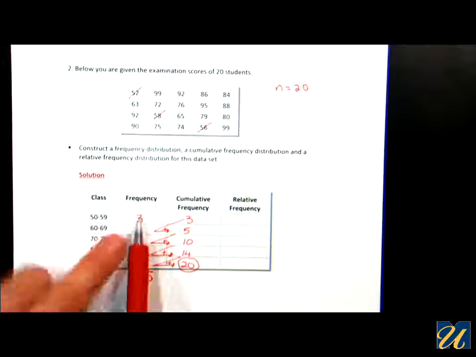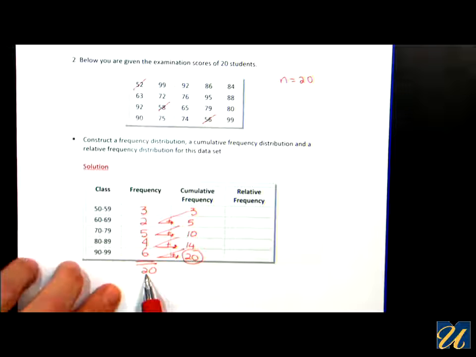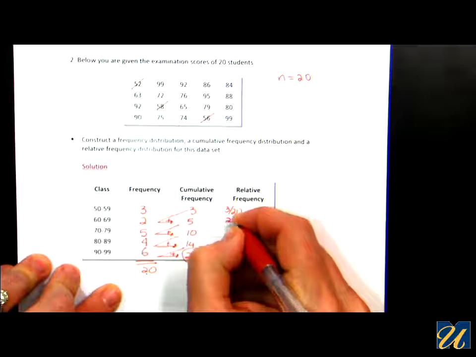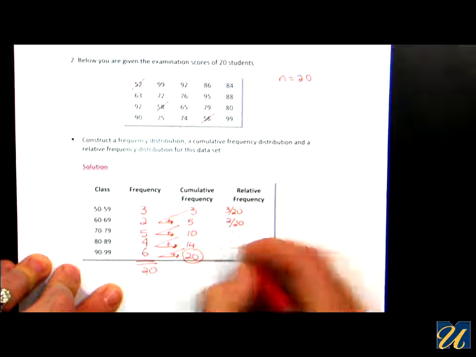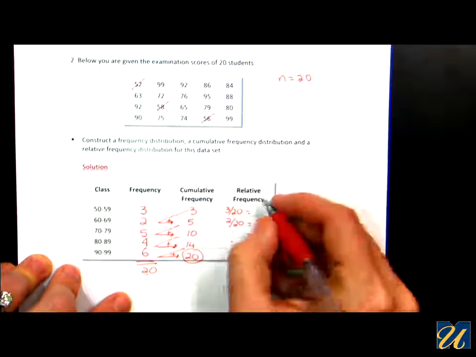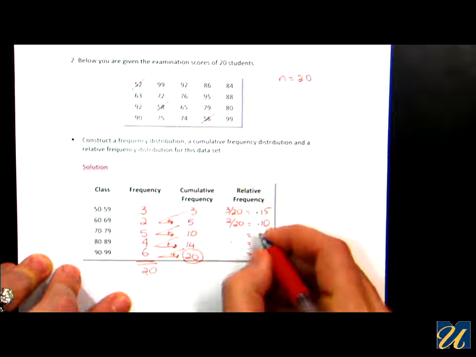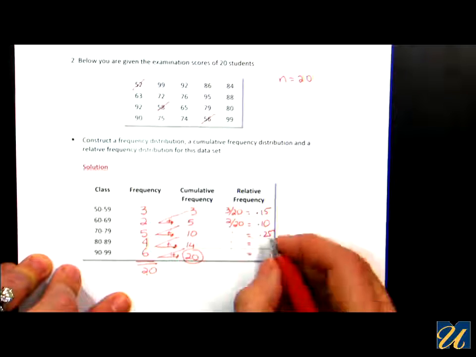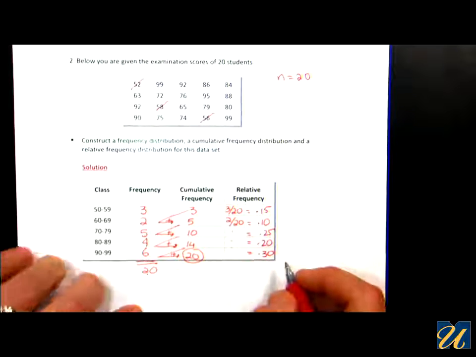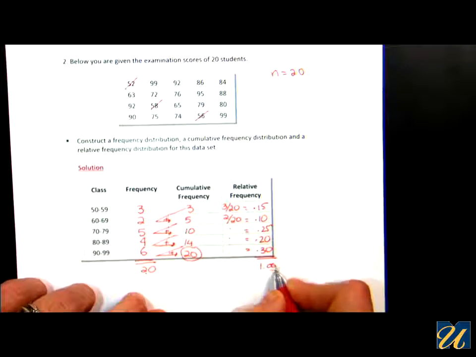Relative frequency, we take each frequency and divide it by the total number of entries. So you will do 3 over 20, 2 over 20, and so on and so forth. 0.15, 0.1, 0.25, 0.2, 0.3. Right. It adds up to 1. So we're good.